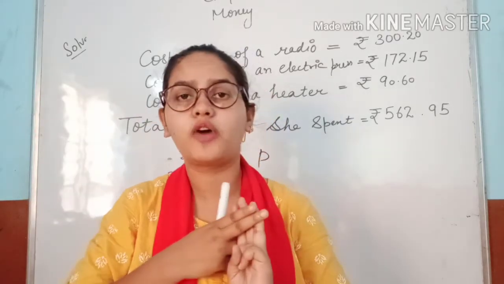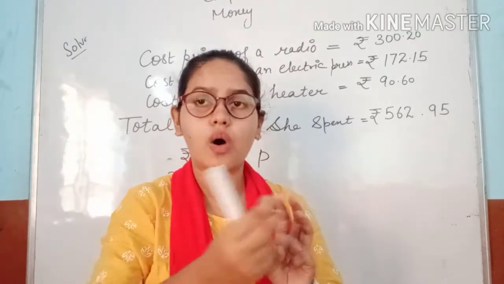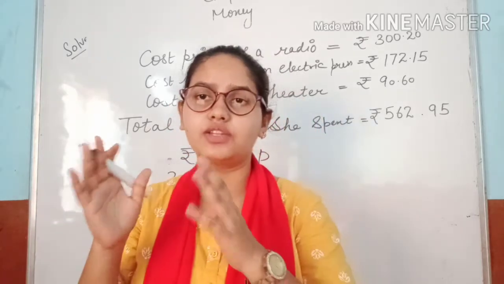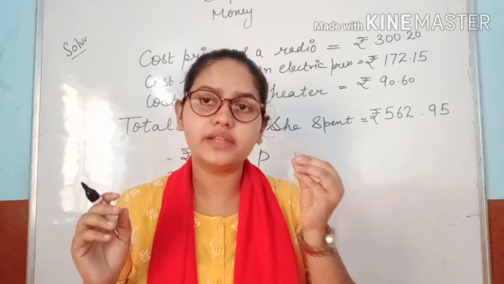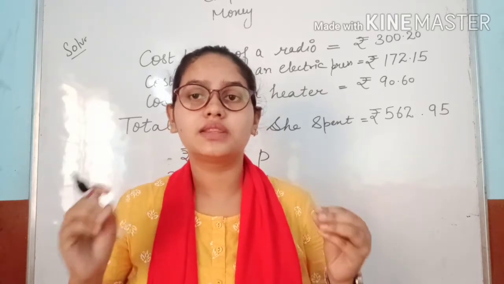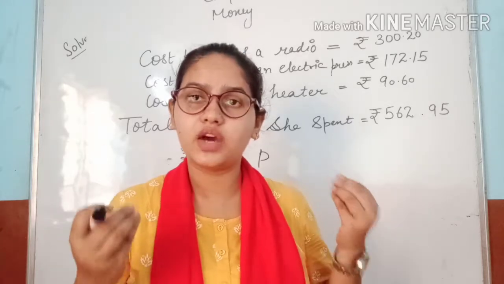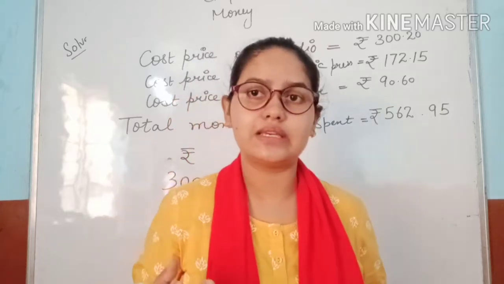Now what do we have to find? We have to find out how much money she spent on all these items. So we know that she bought three things and the cost price of the three things is given to us. The only thing we have to find is the total money she spent. So here we have to do the addition. How will we do it? Let's see.